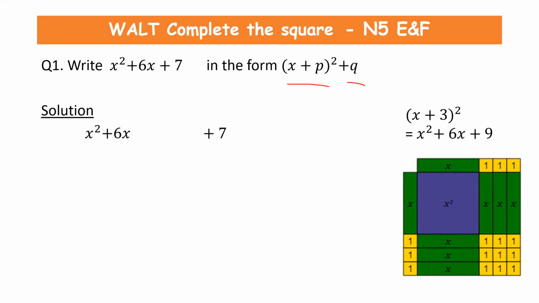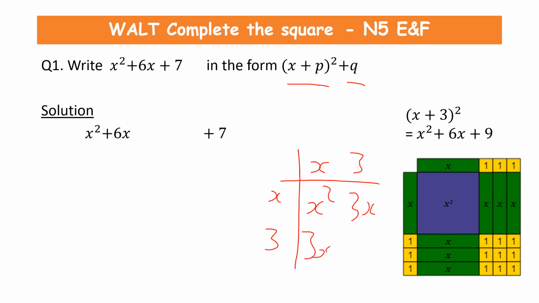We've got two pictures of it, and we can use our grid method. So we've got x add 3 times x add 3, and we get that x squared, and another 3x, and another 3x, and another 9. So this is why I was working with this earlier. And you can see if we're comparing x squared add 6x with x plus 3 squared, we've got an extra 9.